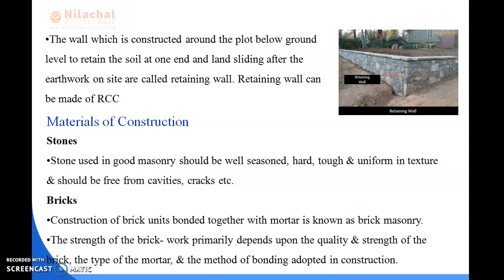So we can say that the stones used in good masonry should be well seasoned, hard, tough and uniform in texture, and should be free from any cavities and cracks. Next one, that is bricks. The construction of brick units bonded together with mortar is known as brick masonry. The strength of brick work mainly depends upon the quality and strength of the brick, the types of mortar used in the construction, and the method of bonding adopted in the construction.